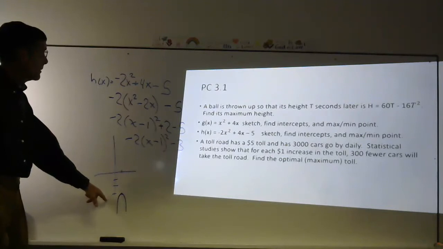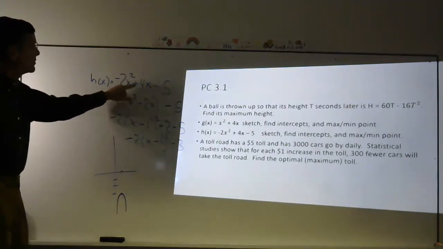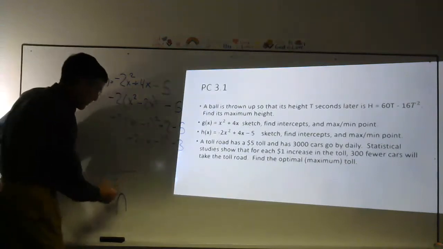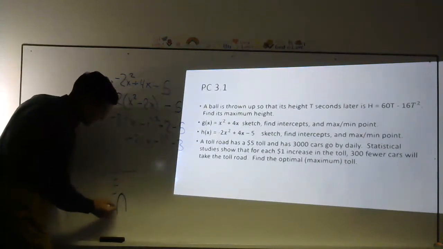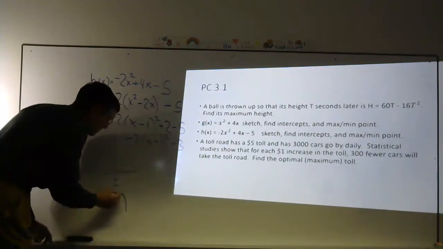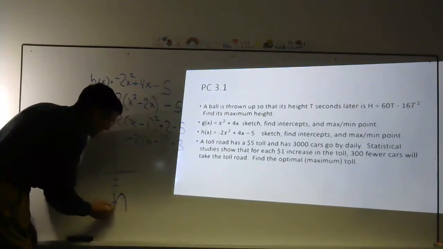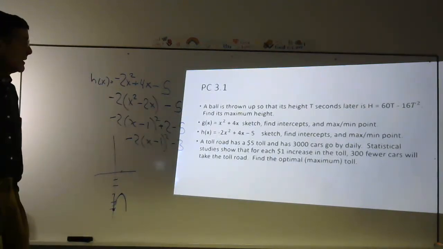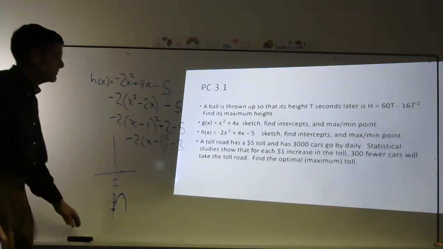But the y-intercept is easy. You go back and just set these equal to 0. It's going to hit at -5. So right here, it's going to come down. My graph is not perfect. It's going to come down and hit at -5. Okay? That's the y-intercept. All right.